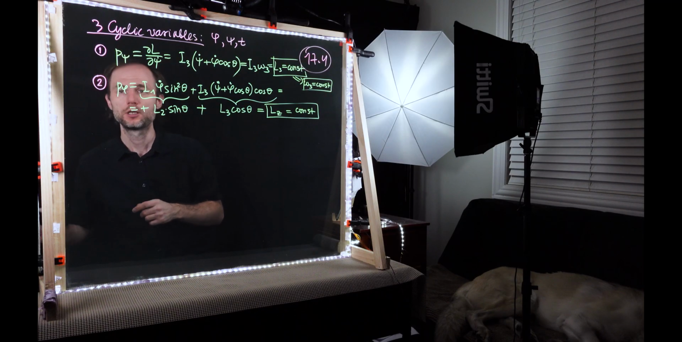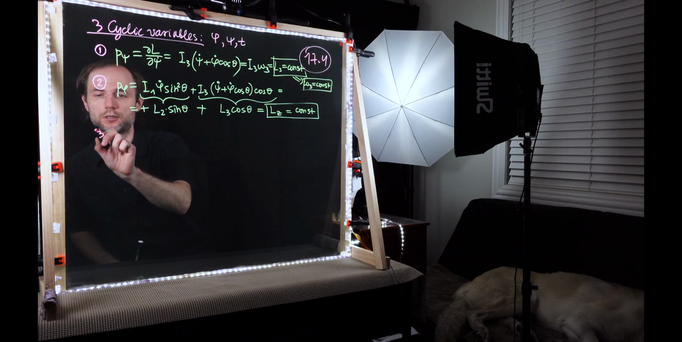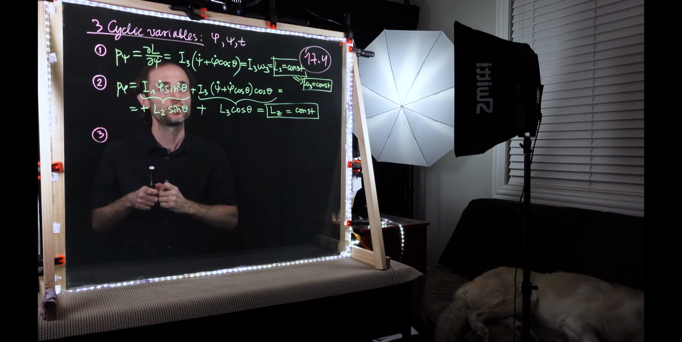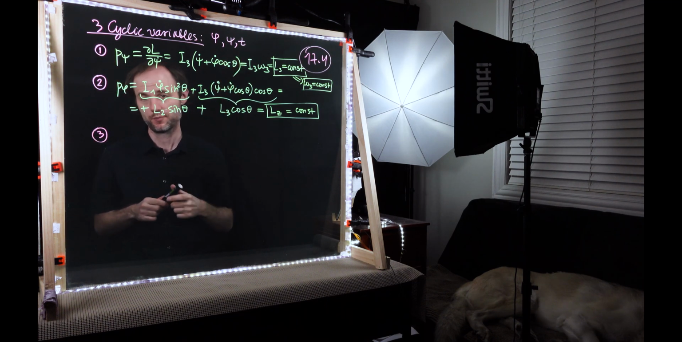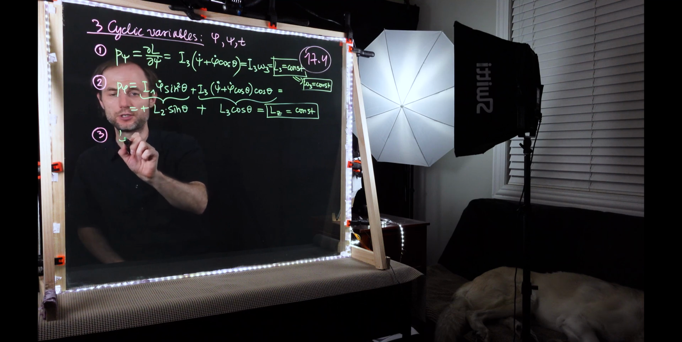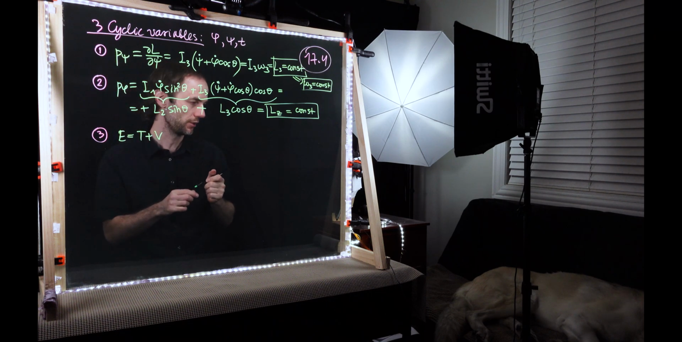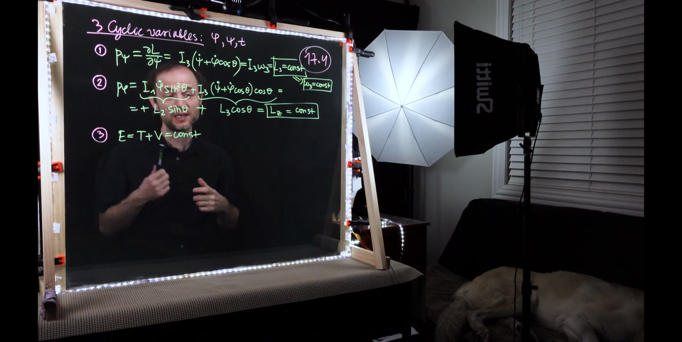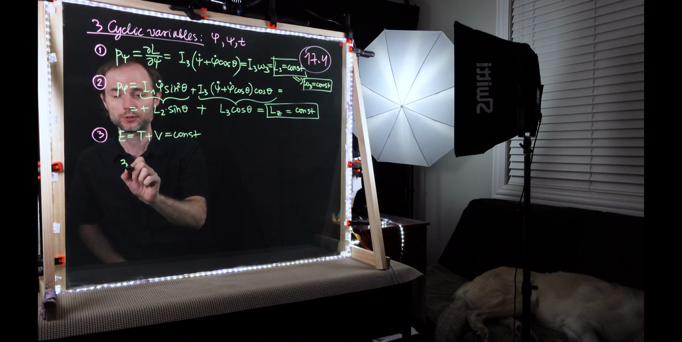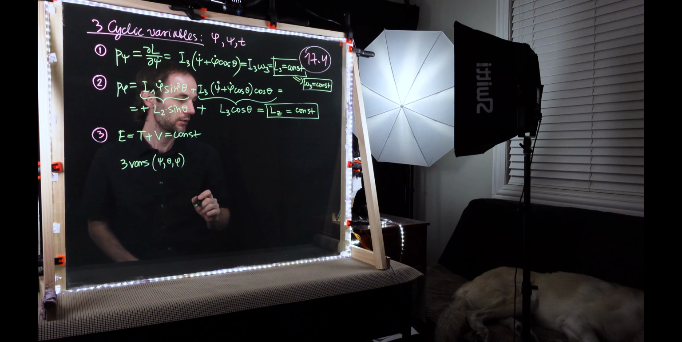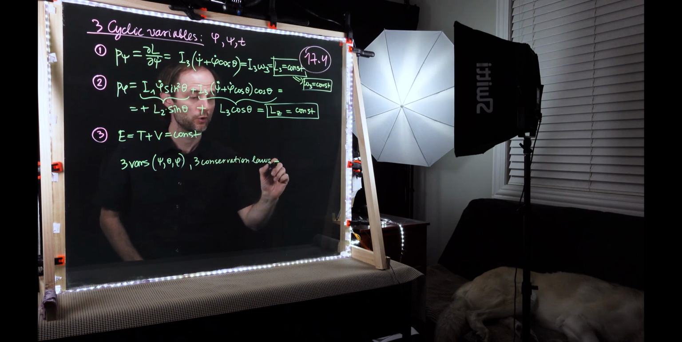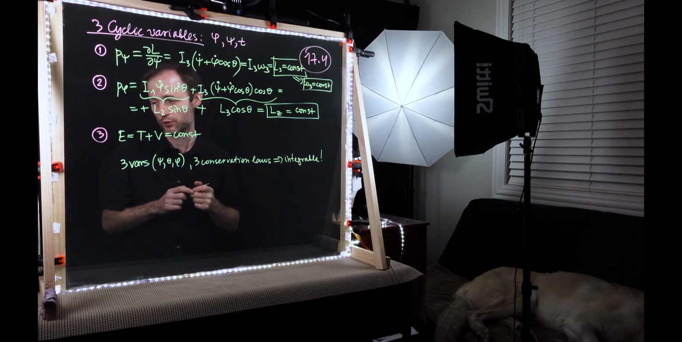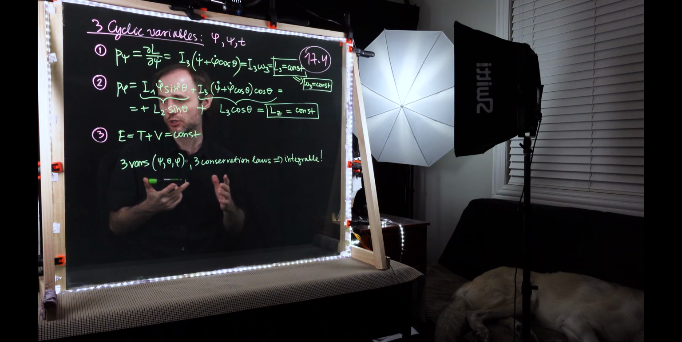Finally, the last cyclic variable is time, and that means that the energy, the T plus V, is conserved. So what we're getting is there are 3 variables and there are 3 conservation laws. Therefore, this is an integrable system, which is really cool. So let's try and integrate the system.